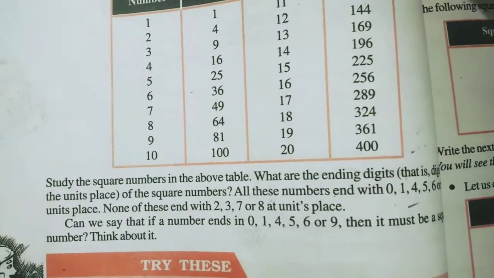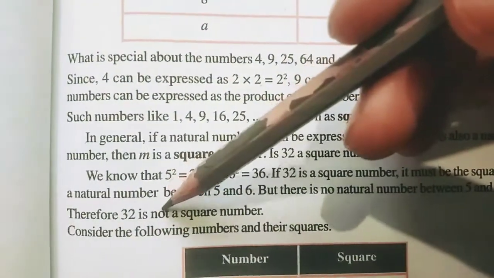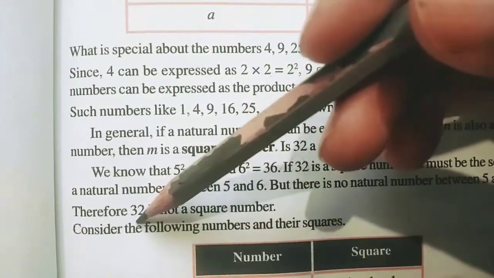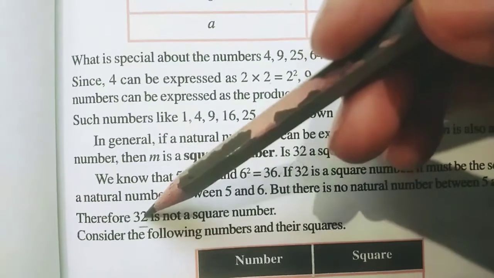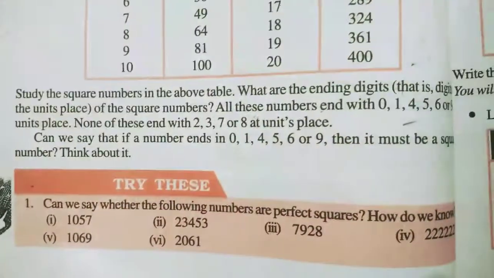In this way you can identify any square number. So in the previous page you have seen that 32 is not a square number. It was given that 32 is not a square number. Why? Because in the unit place, the unit digit is 2. That's why 32 is not a square number.